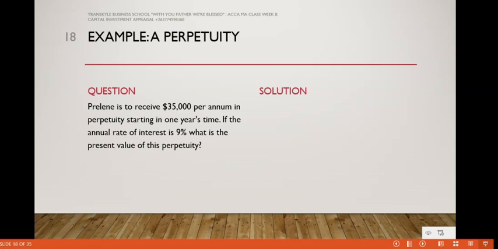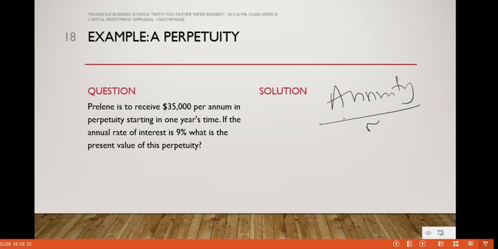Okay, Prelin is to receive 35,000 per annum in perpetuity starting in 1 year's time. If the annuity rate of interest is 9%, what is the present value of this perpetuity? So the present value of a perpetuity, ladies and gentlemen, is given by the annuity over the discount rate. It's simply the annuity, because remember, a perpetuity is an annuity that never ends.